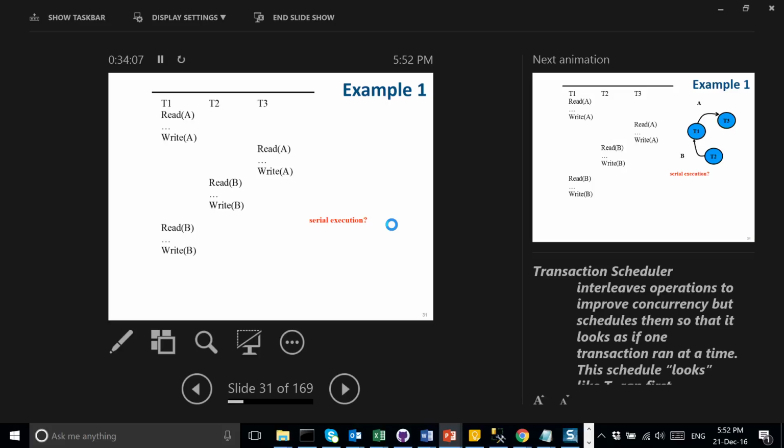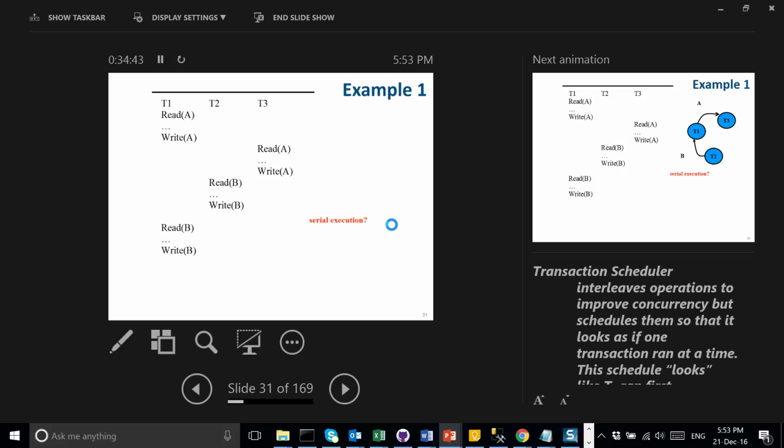What should T3 do before it reads A? It asks for a shared lock. It will ask, please give me a shared lock on A. What will the concurrency manager say? Wait. It will not say denied, it will say wait. Okay? It will say, please wait. So this one cannot do anything. They are waiting on the queue for the lock on A to be released.